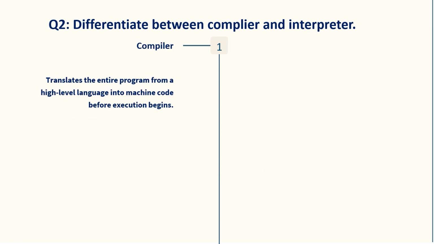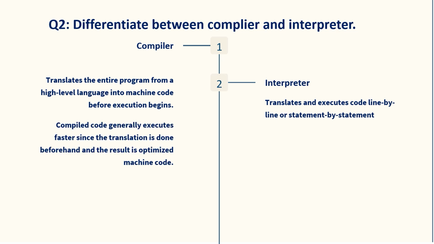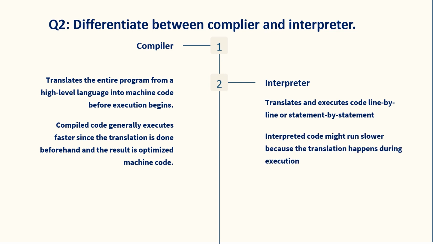A compiler translates the entire program from a high-level language into machine code before execution begins. An interpreter translates and executes code line by line or statement by statement. Compiled code generally executes faster since the translation is done beforehand, and the result is optimized machine code. Interpreted code might run slower because the translation happens during execution.